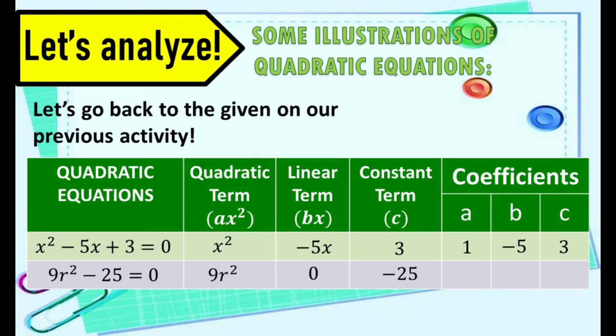Now, let us have the coefficients. Of course, our a will be 9, b is of course 0, and c is negative 25. And that is how we chunk the quadratic term, linear term, and constant term in quadratic equations. Okay, let's proceed.